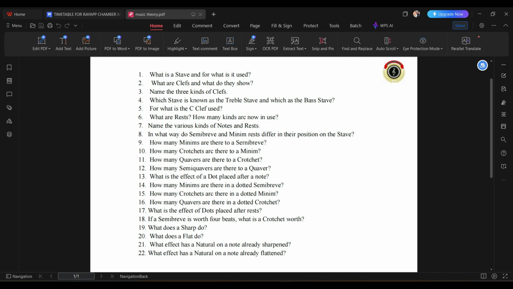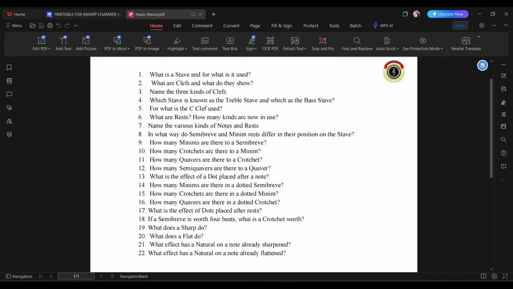What does a sharp do? Okay, that's question 19. A sharp increases a note by a semitone in pitch. And when we talk of a semitone, that's a half movement from one note to the other. On the keyboard, when you have C and then you immediately move to the nearest black key, that will be C sharp. So that is a half movement, or a semitone movement.